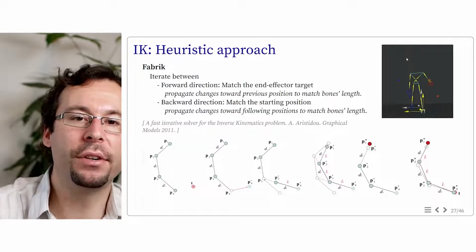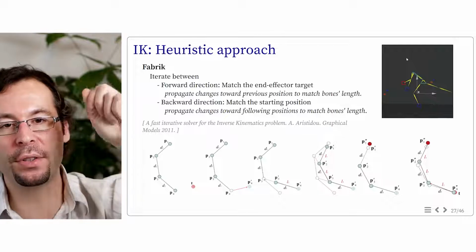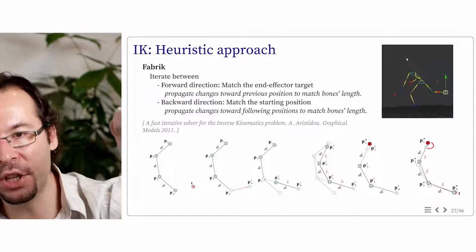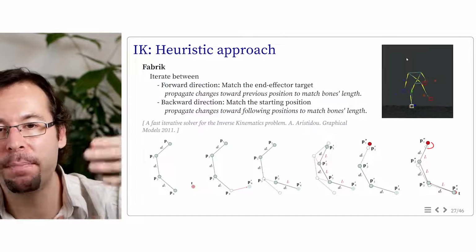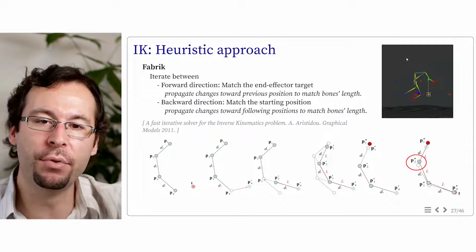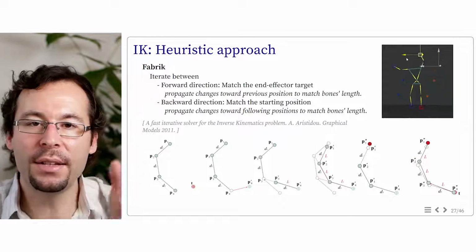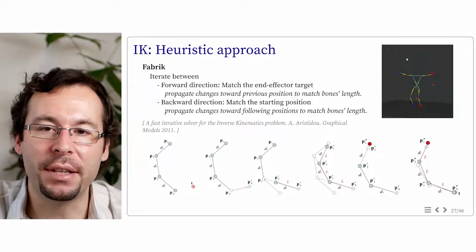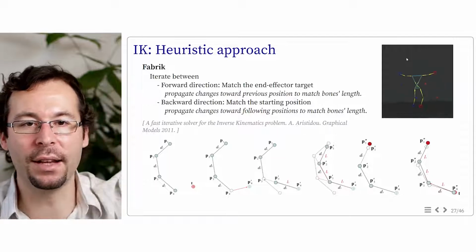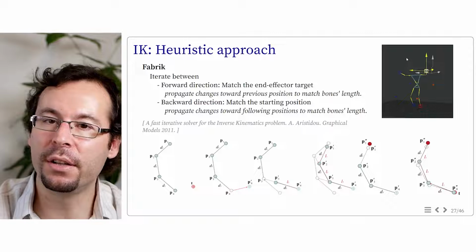So we restart the algorithm, but working from the opposite direction. We force the first position now to go to the initial one, which therefore impacts the second bone, so we modify the position P2 prime into P2 prime prime in order to preserve the length of the bone, and so on until reaching the extremity. And we can iterate like that once in the forward direction, once in the backward direction, until converging.